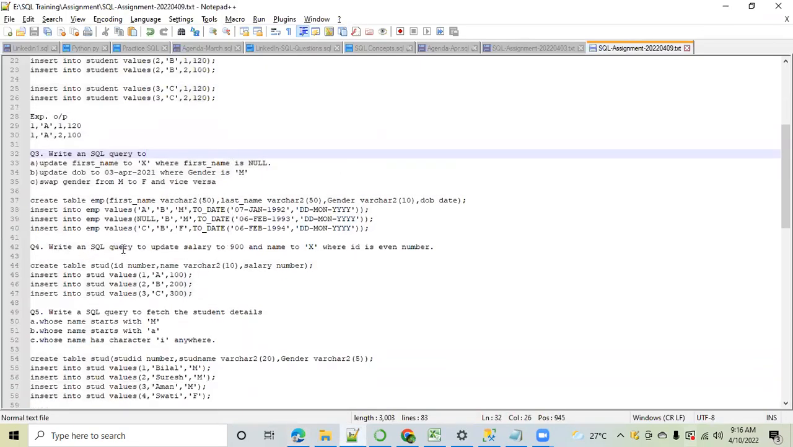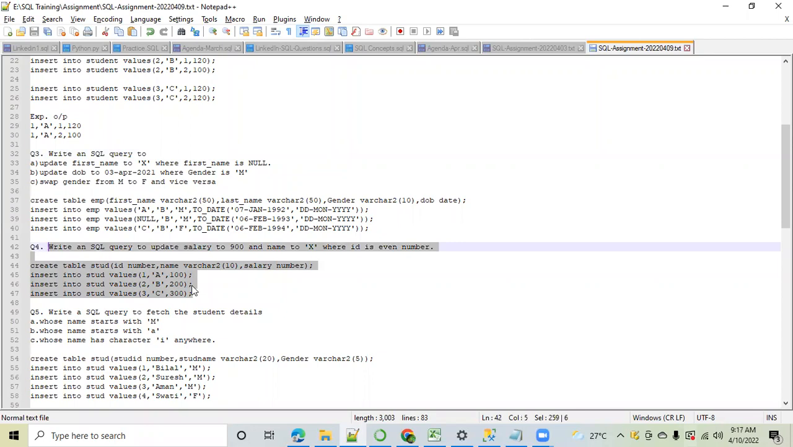Question number 4: write a query to update salary to 900 and name to X where ID is an even number. So how will you solve this? Tell me. You have to update salary to 900 where name. Oh, salary. Okay. Yeah, this is a little bit different question.